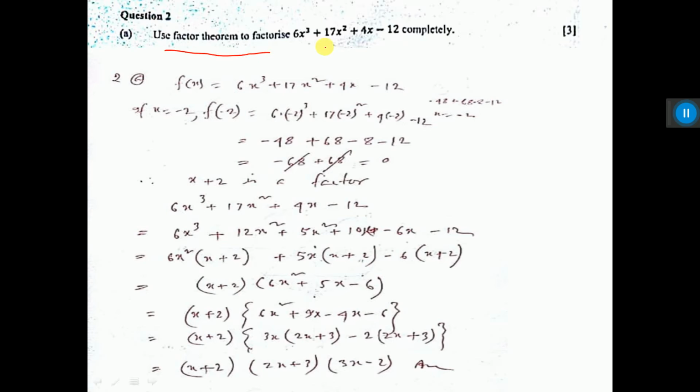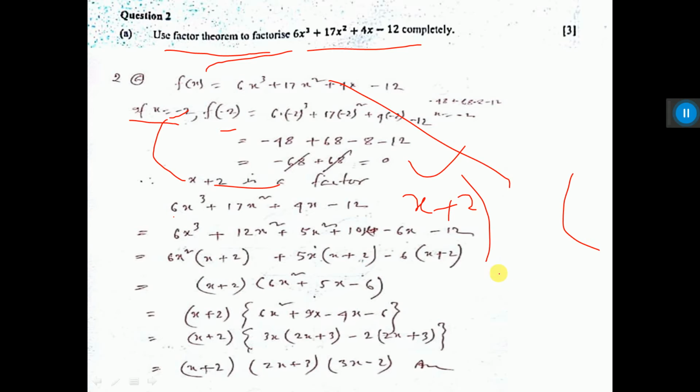Use the factor theorem to factorize this. So for the factor theorem, first you write f(x) equal to this, then you put x equal to 0, plus minus 1, plus minus 2, and so on, until you get f(x) equal to 0. Now see here, if I put x equal to minus 2, I am getting 0. So if I put x equal to minus 2, then x plus 2 is a factor. Now you divide by x plus 2, then you will get this portion.